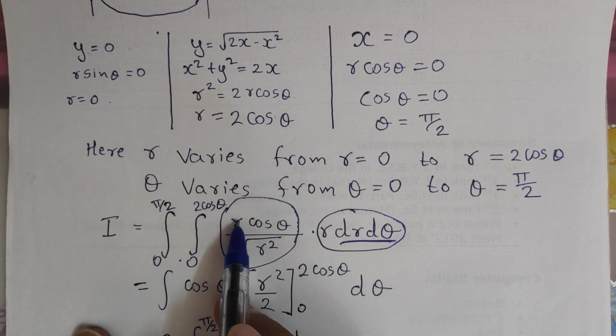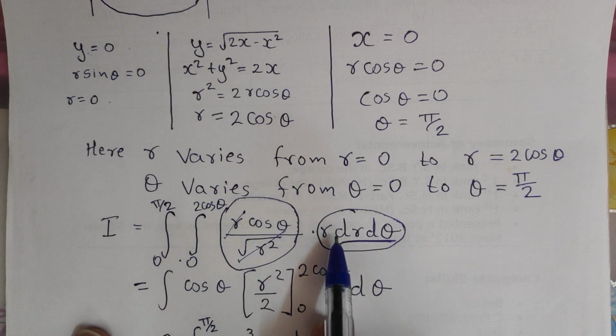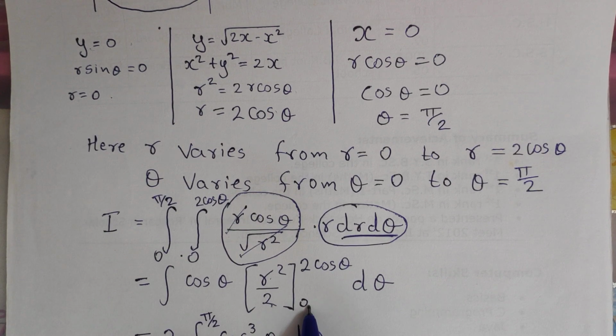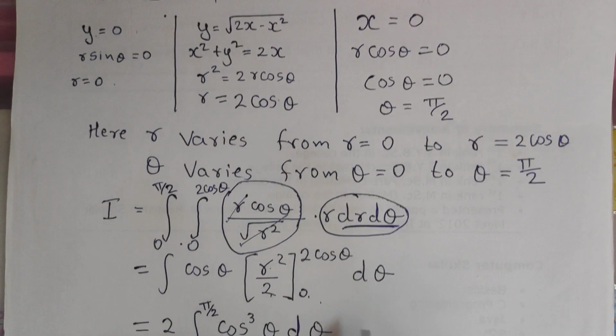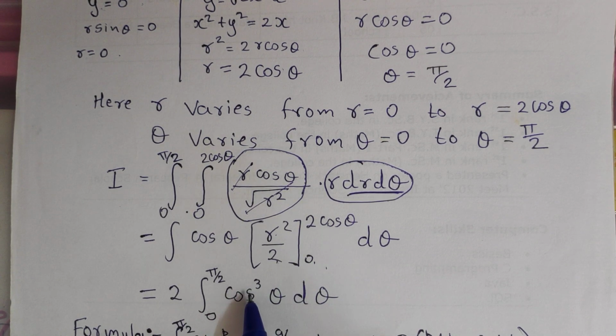So on simplifying, this r will get cancelled. So we'll have r cos theta, integration of r square by 2, limit 0 to 2 cos theta. On substituting this, I'll get 2 integral 0 to pi by 2 cos cube theta. Now for integration of cos cube theta, we can use beta functions for finding the value of this integral.